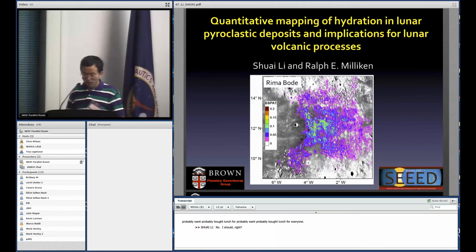Mapping of hydration in lunar pyroclastic deposits, and the implications for lunar volcanic processes.